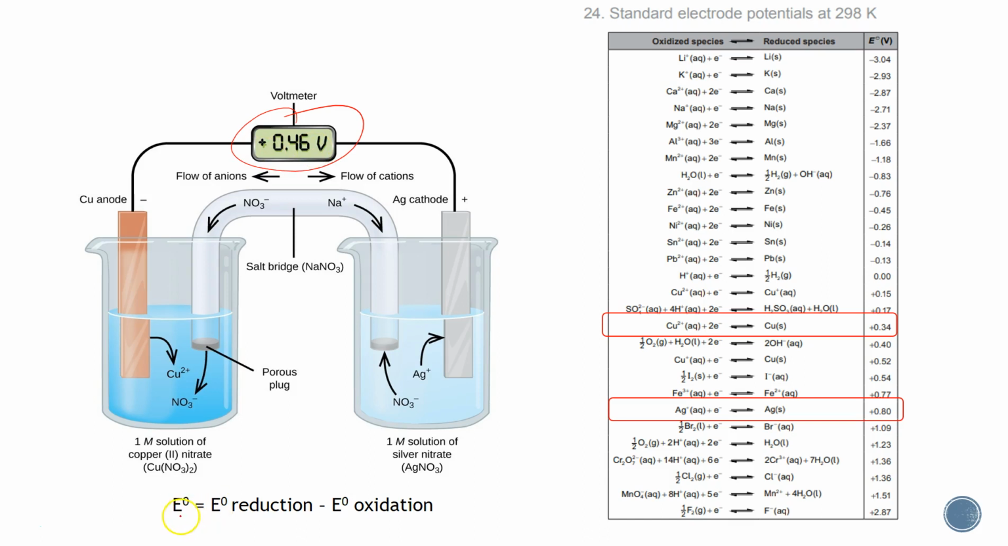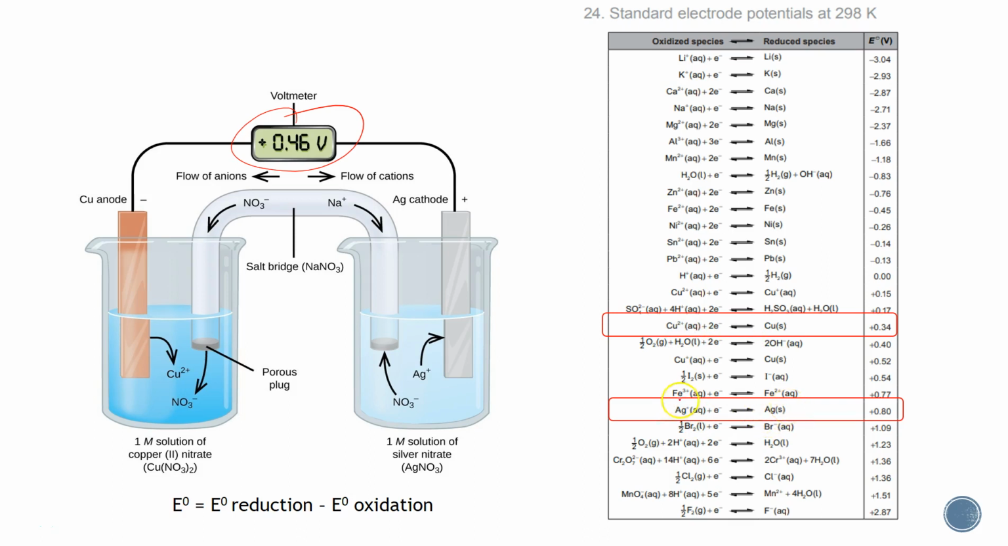So if we want to work out the E0 of the cell, we look at the E0 of the reduction reaction and the E0 of the oxidation reaction. So first we need to figure out which is which. In this, we have a silver nitrate half cell and a copper nitrate half cell. So we have Cu2+ and Cu solid, Ag+ and Ag solid.